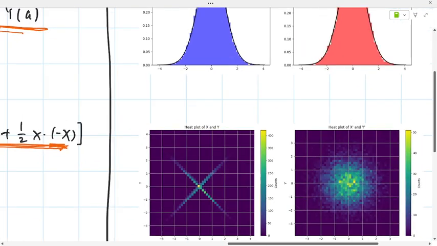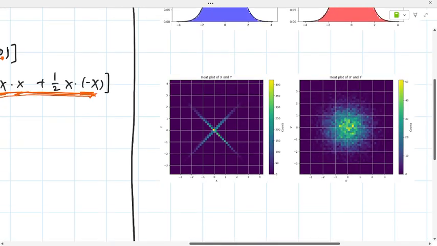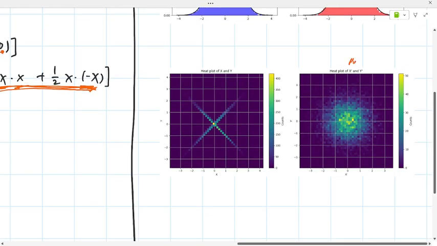If we plot the heat plot of x and y, this is just a comparison: if both are independent normal Gaussians, this is what you expect. You will just see a heat plot like a ball in the middle, like a 2D Gaussian. And as you can imagine, here there will be a cross, because this is the location of x equal to y and x equal to -y.